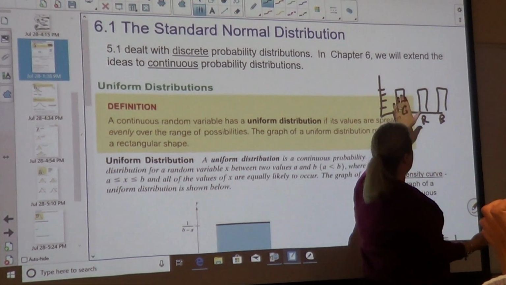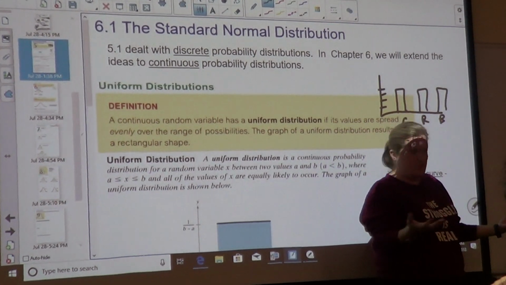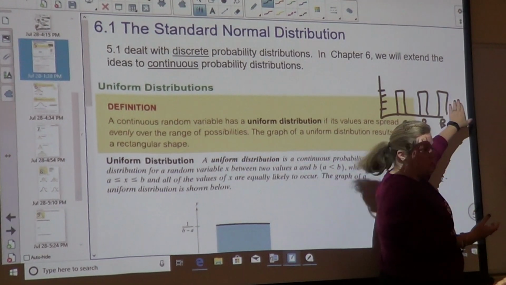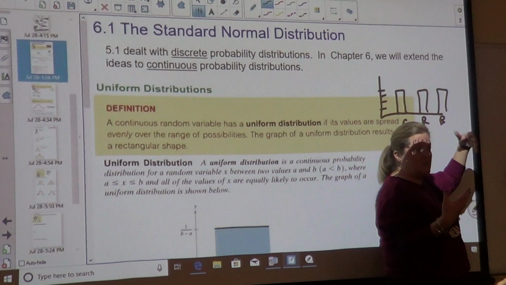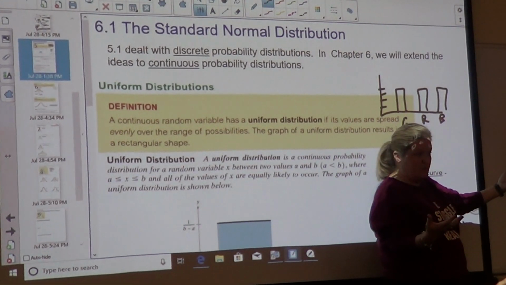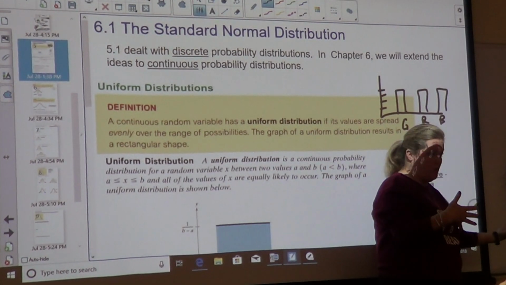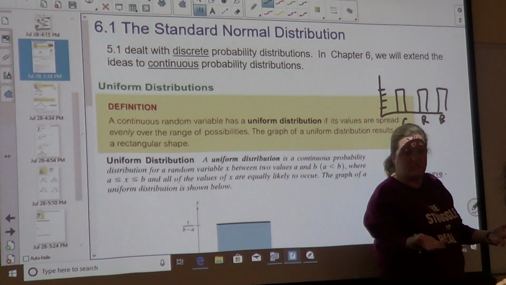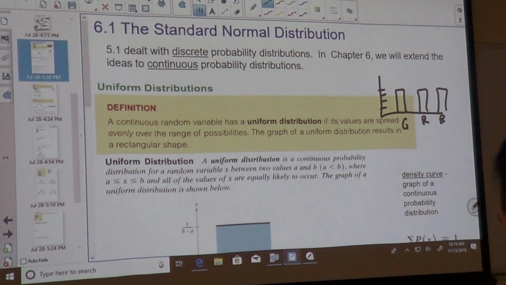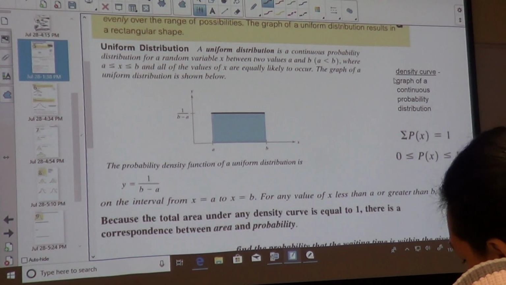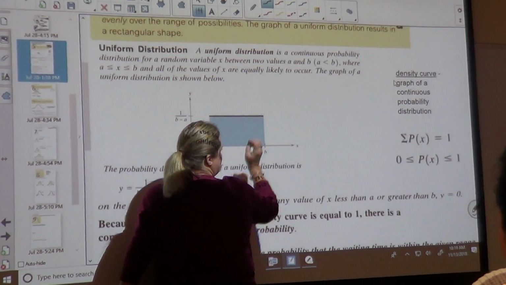Okay? Now, these 3 bars represent what percent? 100%. So we would take 100% and divide it by 3. So each one of these bars would represent 33 1/3%. With me? So if there were 4 bars, we would do 100 divided by 4, and each bar would represent 25%. Okay? So that's what this is talking about, that a uniform distribution is when every bar represents the same amount.